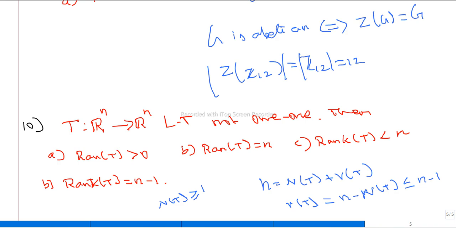Depending upon the linear transformation, we can say the dimension of the range space should be less than n. Okay, anyway we can stop now.